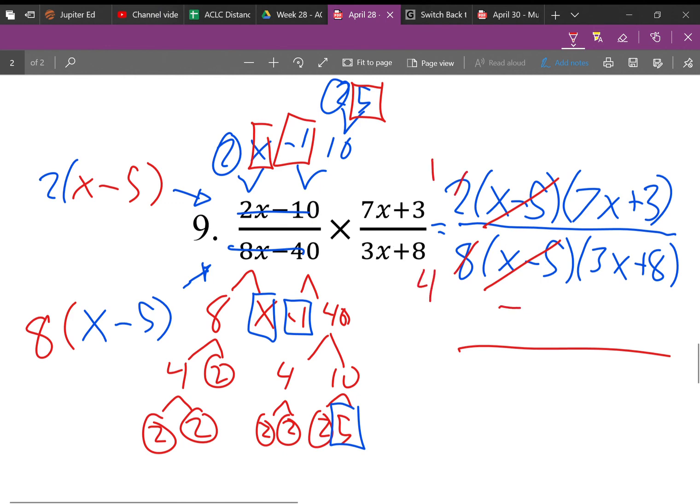So I can just have the 7x plus 3. Now if it wasn't 1, I would have to write it down with parentheses, but it is 1 here. And on the bottom I have 4 times, and again when you have the number then you do need the parentheses, 3x plus 8. And that would be my answer.